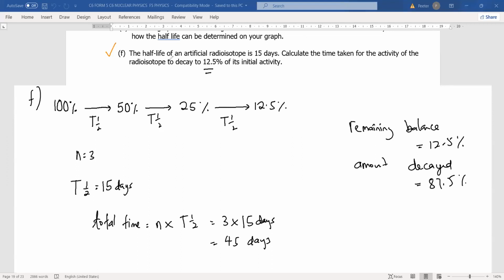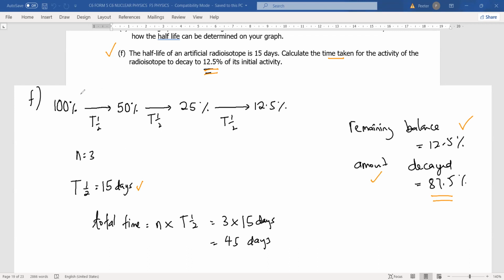Based on this question, the half-life is 15 days. Calculate the time taken for the activity of the radioactive material to decay to 12.5%, which is the remaining balance. If the remaining balance is 12.5%, the amount decayed should be 87.5%.